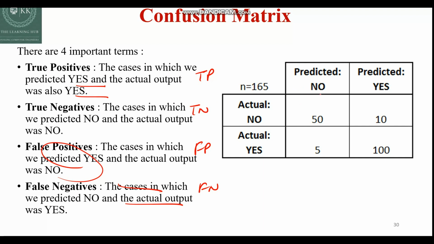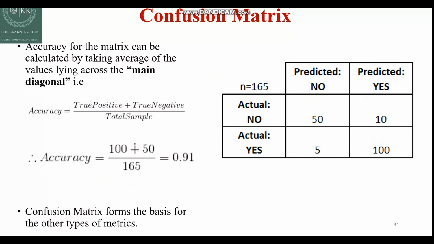So from here, actually no and predicted no is a true negative. Actually no and predicted yes is a false positive. Actually yes and predicted no is a false negative. Actually yes and predicted yes is a true positive. So this is how these values are presented in the confusion matrix.